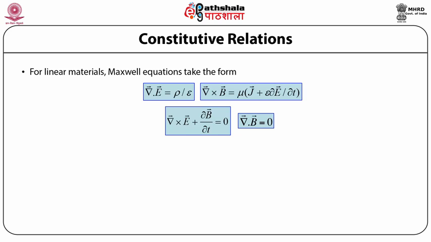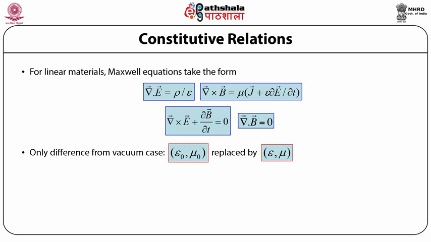So if we compare these equations, that is Maxwell's equations that we have obtained above for linear materials in a material medium, with Maxwell's equations that occur in vacuum or free space, we see that by simply replacing epsilon naught and mu naught, that is the electric permittivity of free space and the magnetic permeability of free space, with epsilon and mu, that is the electric permittivity and the magnetic permeability of the material medium, we can again get Maxwell's equations in the same form.